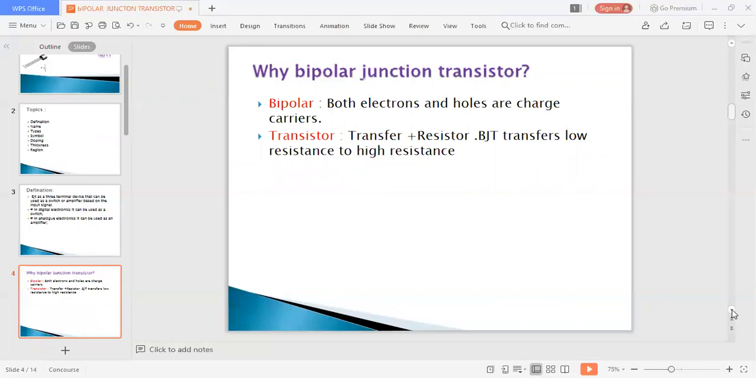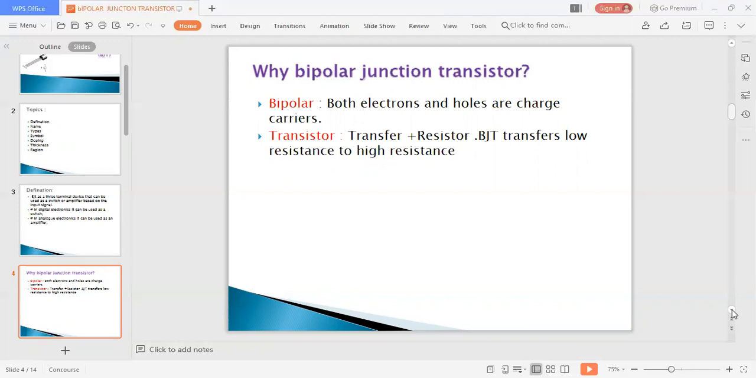Why bipolar junction transistor? Bipolar, both electrons and holes are charge carriers. In BJT, both electrons and holes carry the charges that cause current to flow. That's why its name is bipolar. And transistor stands for transfer resistor. BJT transfers low resistance to high resistance.